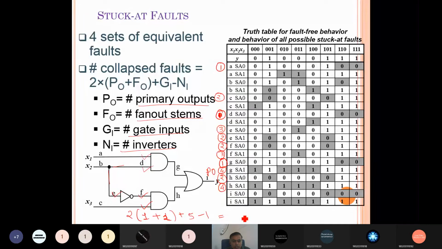So here you can see 3 to 6 plus 1 minus 1, it is equal to 10. So after removing those equivalent faults, we'll get the total 10 collapsed faults out of 18. So 8 can be removed. So which are the 8 that can be removed?